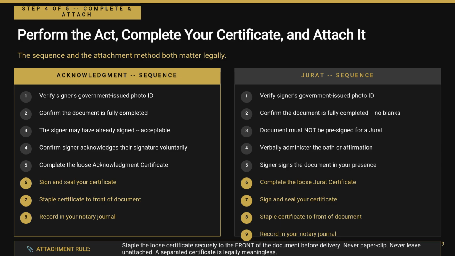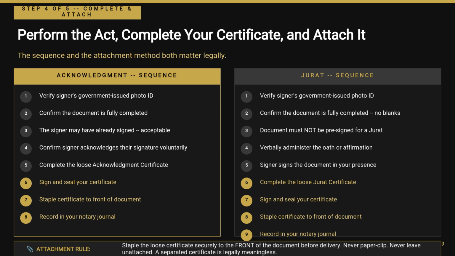The gold highlighted steps in each column are the ones that belong exclusively to you as the notary. Those steps are your notarial acts. Most importantly, the attachment rule at the bottom of this slide. Staple the certificate to the front of the document securely before it leaves your hands. Not a paperclip, not folded inside, stapled to the front.